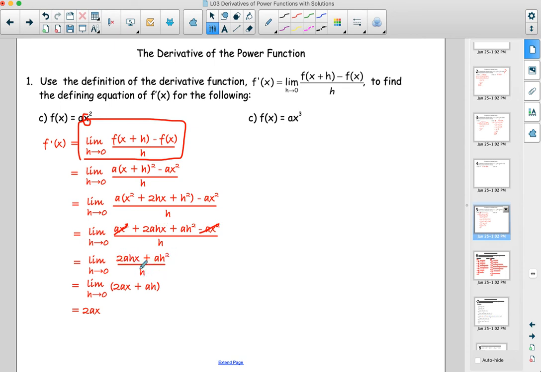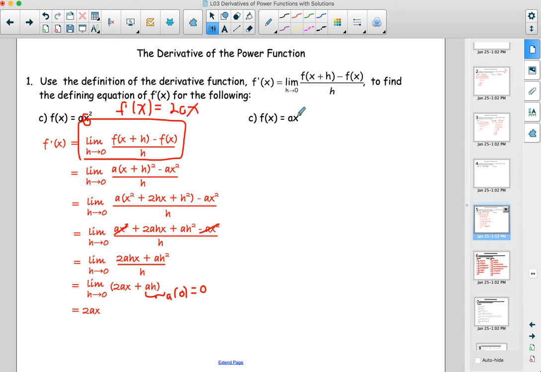But now each term here can be divided by h. So if I divide the first term 2ahx by h, I will get 2ax. If I divide ah squared by h, I will get ah. And now when I send h to 0, this will become a times 0. Of course, that's just going to be 0. So I'm just going to be left with 2ax. So we've now proven that if f at x is ax squared, then f prime at x is 2ax.